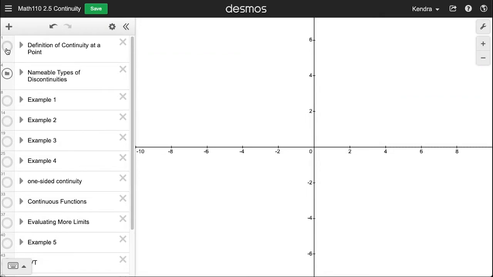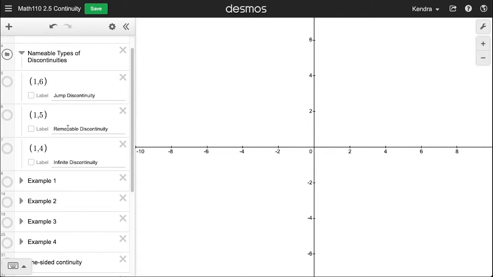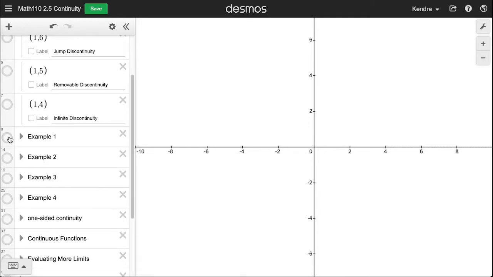So let's take a look at a few examples, and remember there are three different types of discontinuities, and I just put these up so that we can label them. So here's a type of discontinuity. What type of discontinuity do you see here? Little quiz.